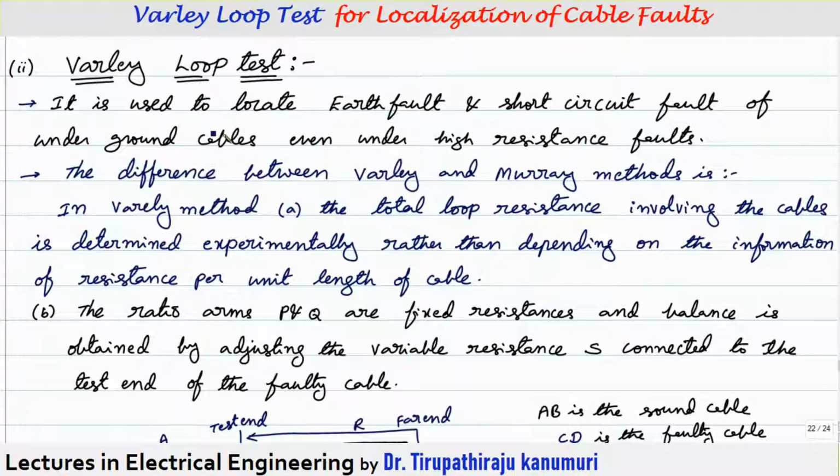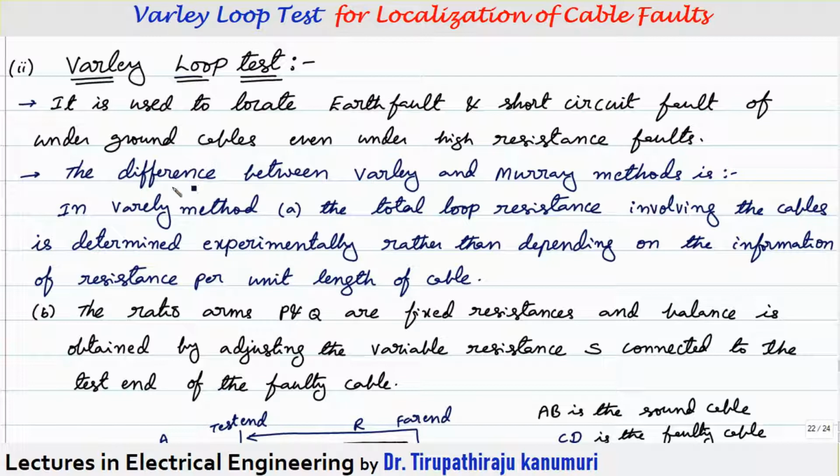Hi all, today we are going to discuss the Varley loop test. It is used to locate the earth fault and short circuit fault of underground cables, even under high resistance fault conditions. If the fault is a low resistance fault or direct fault, then we can detect it using other methods also. If the fault involves some high resistance, then the Varley and the Murray loop test are the best methods for knowing the location of the cable faults.